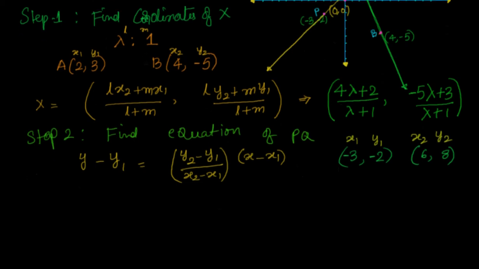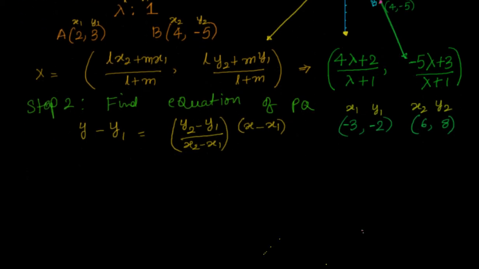Now let's find out the equation of the line. So it will be y minus y1. You can take anything, I will take minus 2. So it will be y minus of minus 2 equal to y2 minus y1, that is 8 minus of minus 2, divided by 6 minus of minus 3. This whole thing needs to be multiplied by x minus of minus 3.